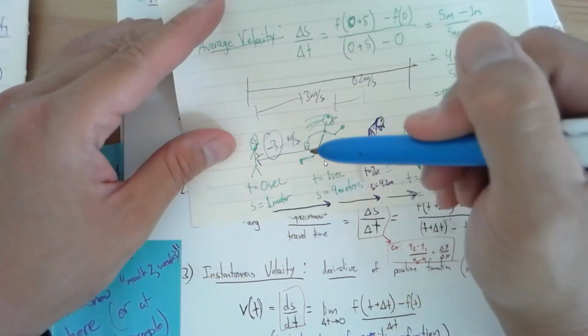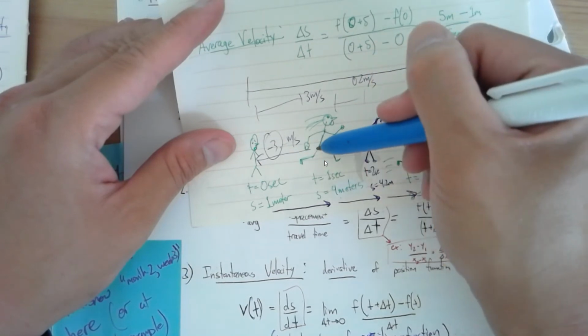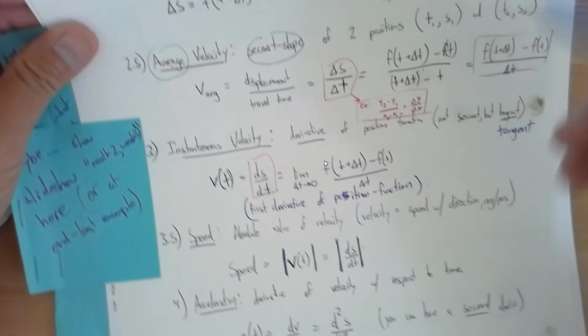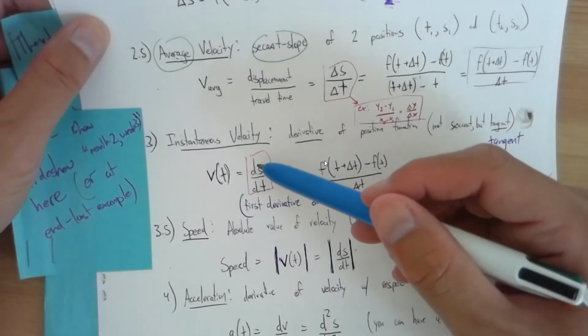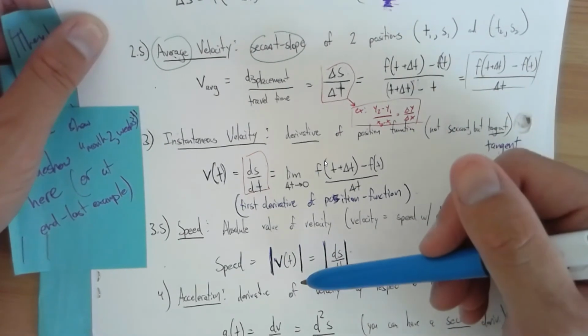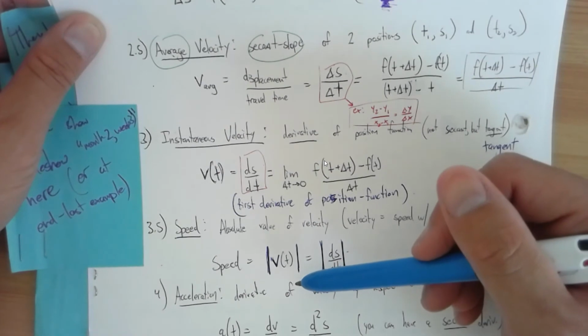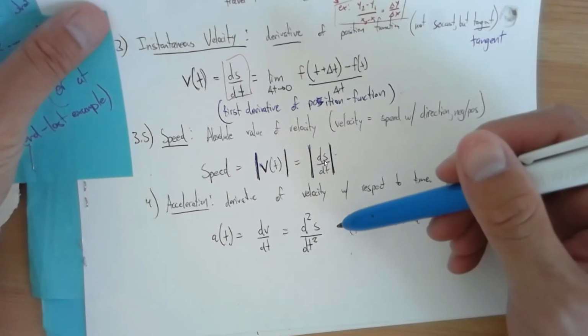Speed, however, does not matter in that way. I do not care if this person goes backwards or forwards. I just want to know the magnitude of how fast that person was going. So velocity does take into account the direction you're going. Speed does not. I just want to see purely how fast that person was going forward or backwards. Okay? All right. And acceleration.